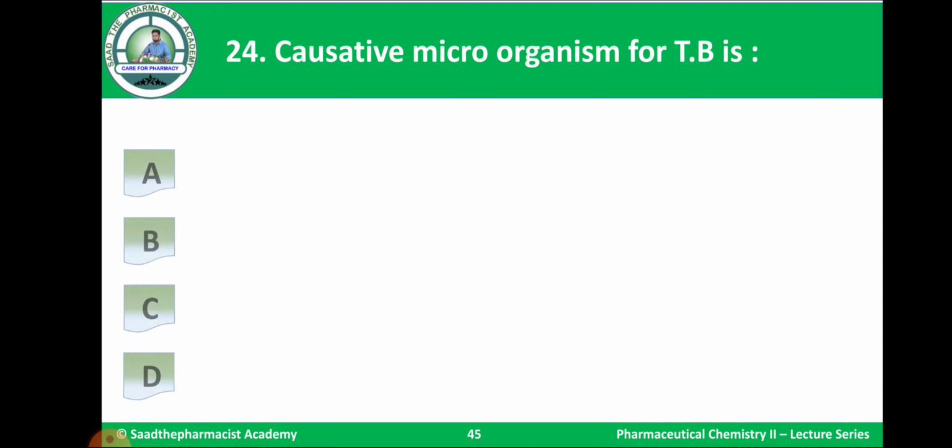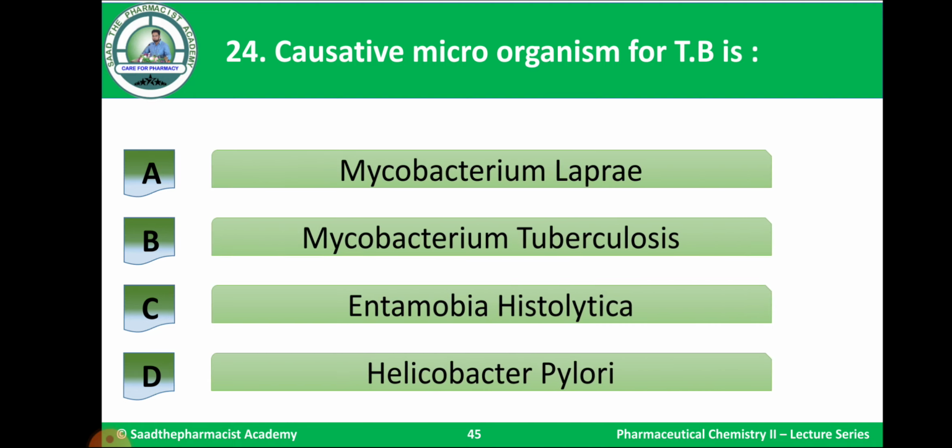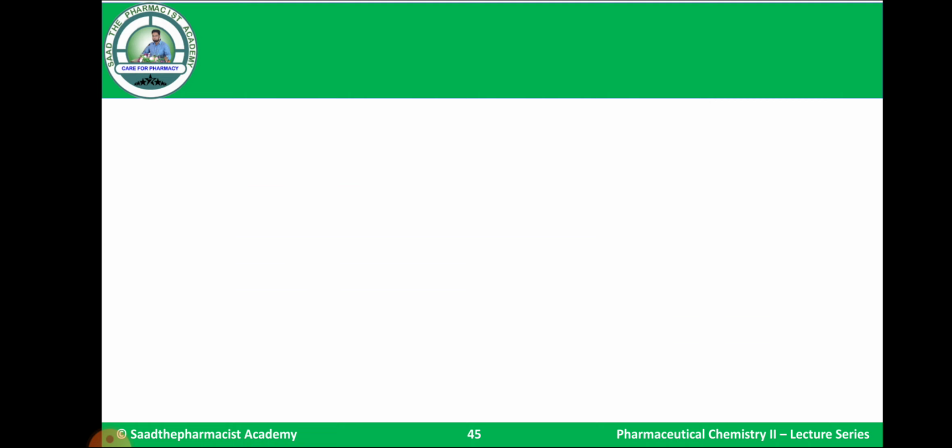Question number 24. The causative microorganism for TB is. The options for this question are A. Mycobacterium leprae, B. Mycobacterium tuberculosis, C. Entamoeba histolytica, D. Helicobacter pylori. The correct answer for this question is Mycobacterium tuberculosis.